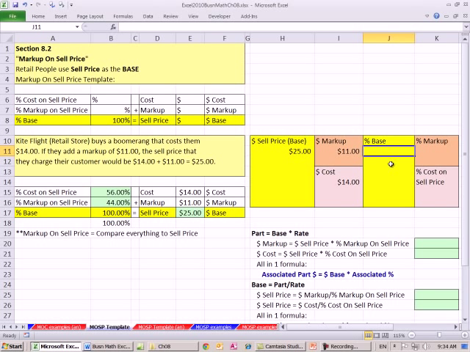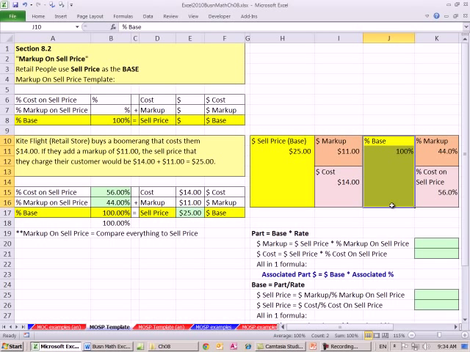All right, this is always going to be what, 100%? The markup, we calculated that to be 44%. And down here, percentage cost on sell price is 56%. All right, so again, these two parts, their heights added together equal this.